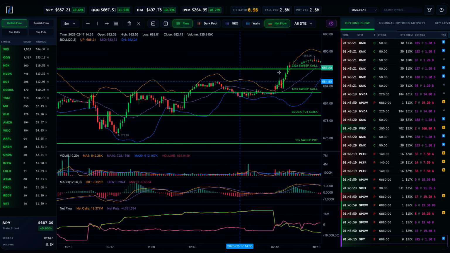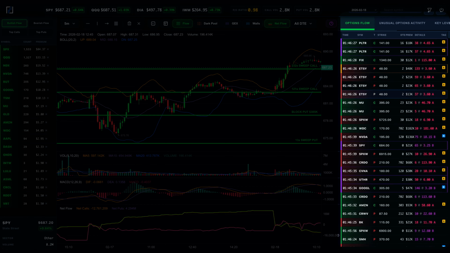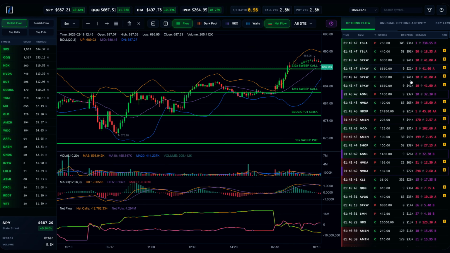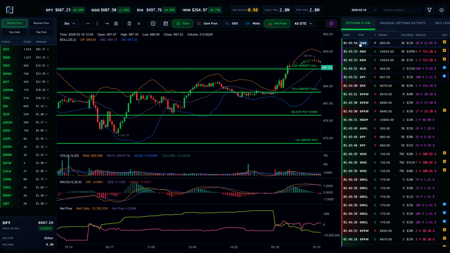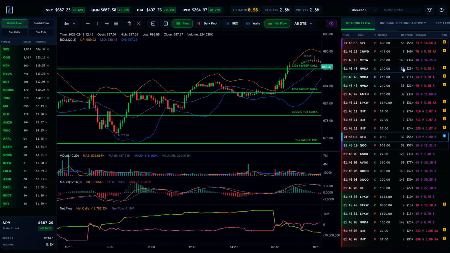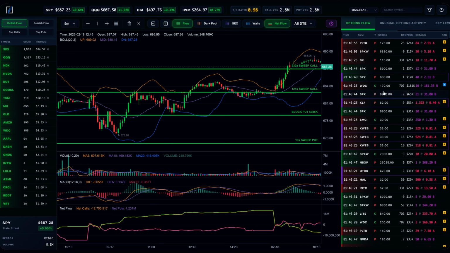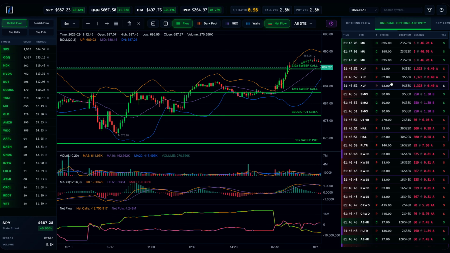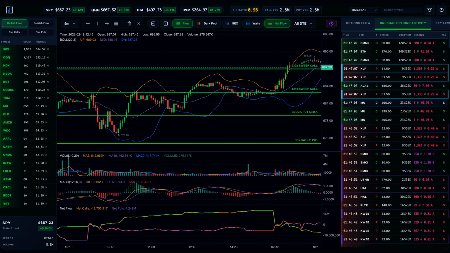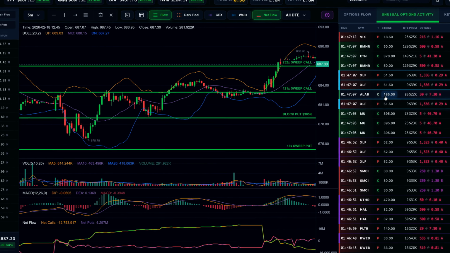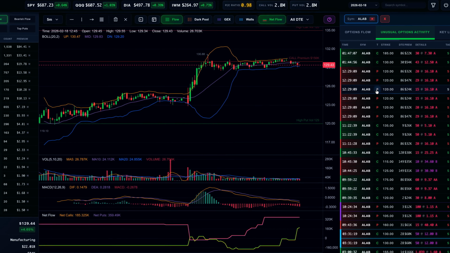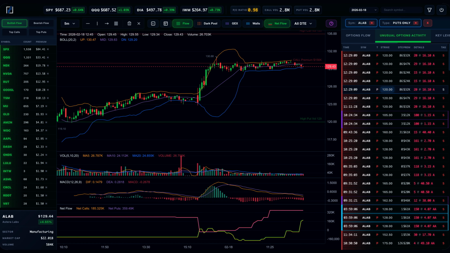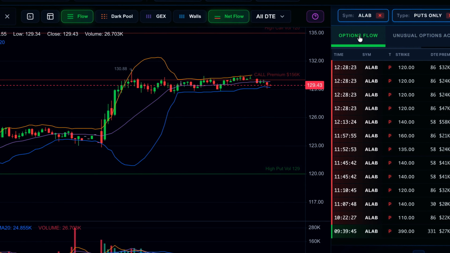On the right, we can see options flow as each trade comes in. Each row displays the symbol, strike, expiration, and whether it was bought at the ask or bid, along with premium, size and sentiment. We can switch to the Unusual Options Activity view to see only unusual activity, trades that stand out by size or premium. We can use filters to focus on what matters most to us. This way, we have both raw flow and unusual activities in one place.